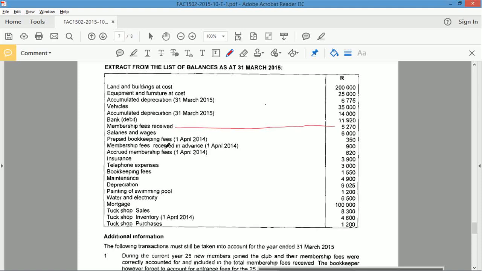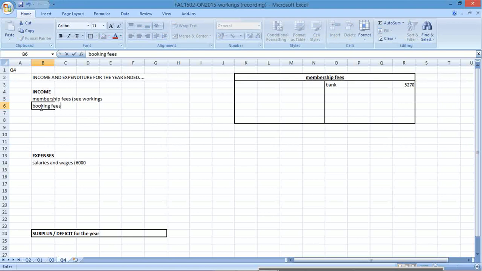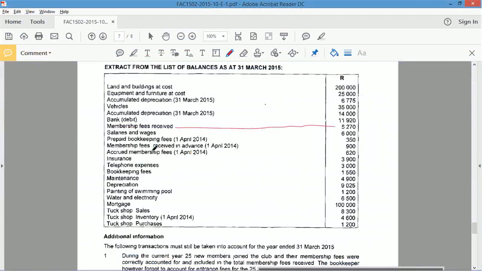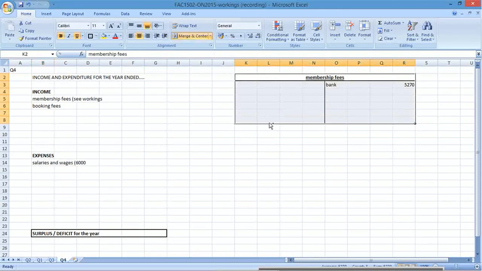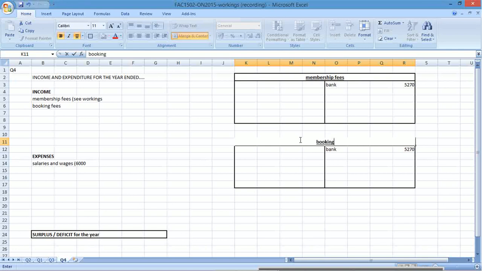Prepaid booking fees. Okay, it's prepaid booking fees, so we need to look at the booking fees. If it's prepaid, this was prepaid for what year though? This was for 1st of April. That's actually last year. So I need to look at the booking fees. There's the booking fees. Okay, so this also requires a bit of a working here. You can draw a T account if you want to. It's not going to really matter. It might not for this because it's probably easy, but it's fine. Let's just do it. Prepaid booking fees.